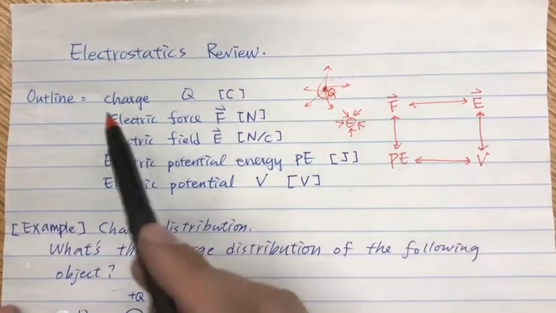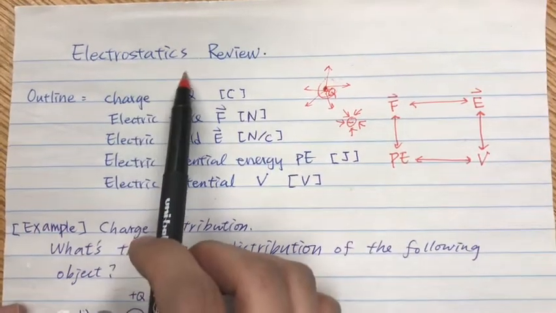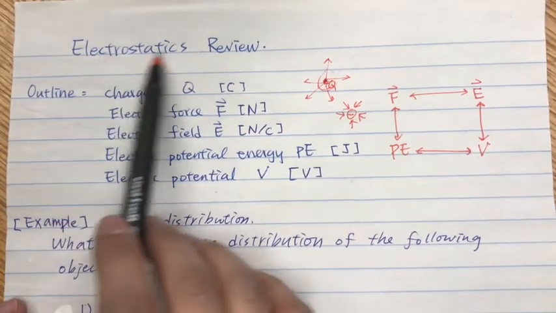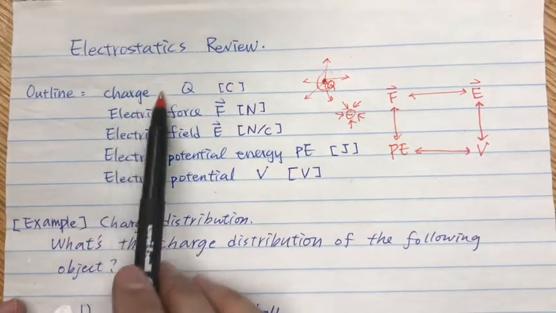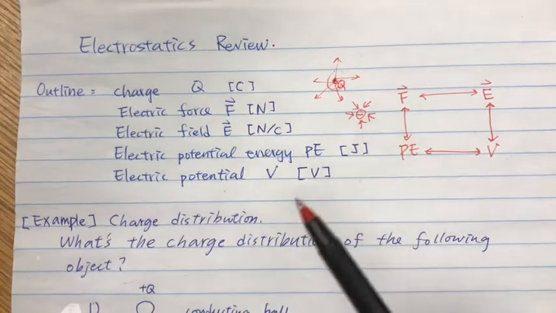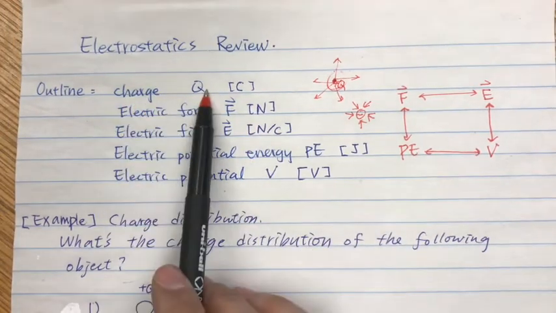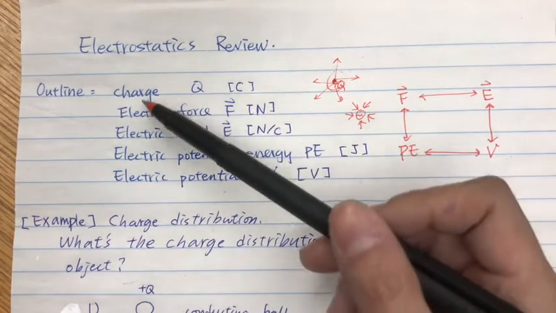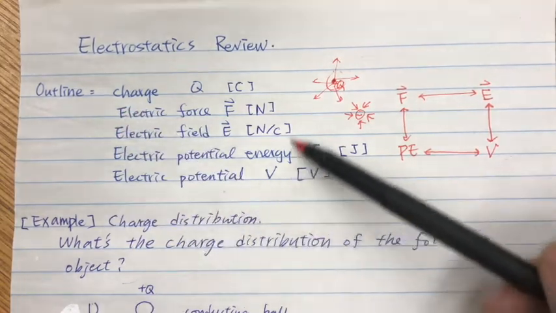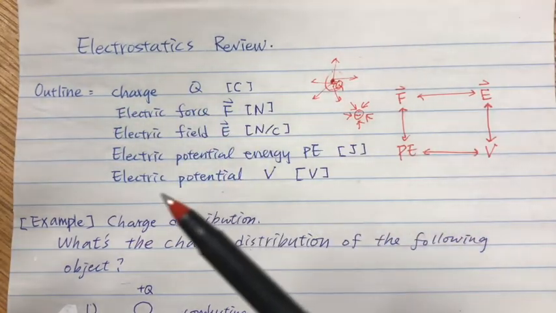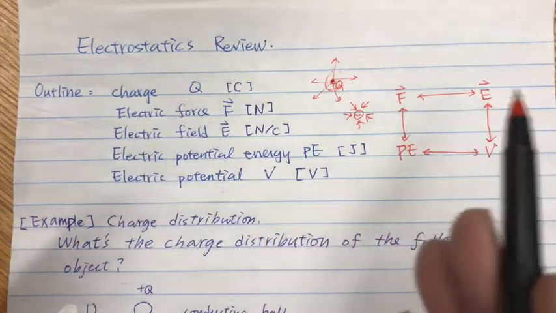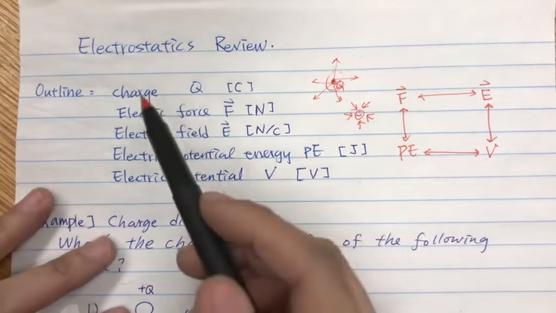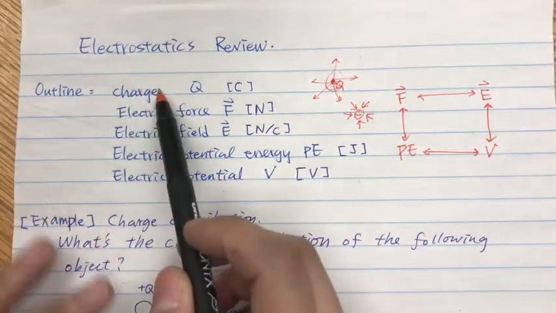This is a review video of electrostatics. In this unit, we talk about what is charge, how we produce charge, and with the existence of a charge, there's a lot of things that can happen. Interesting physics quantities or interesting physics phenomena would happen with the existence of charge.